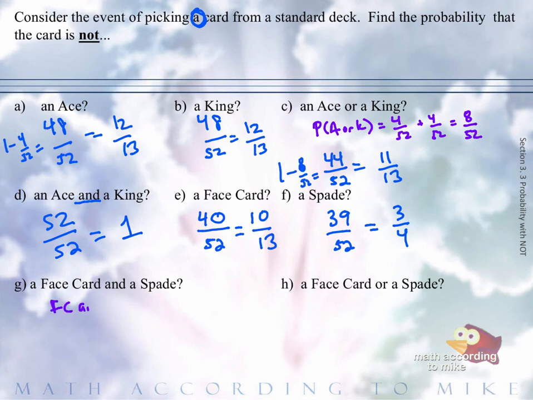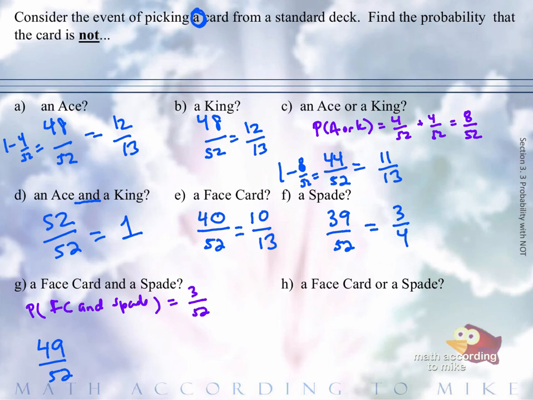A face card and a spade. Well, face card and spade. There are 3 face cards that are also spades: Jack, Queen, King of spades. So 3 face cards are also spades out of 52. How many are neither a face card nor a spade? We would subtract that from 1 and we would get 49 out of 52. Which I don't think reduces. Nope. Leave it alone.